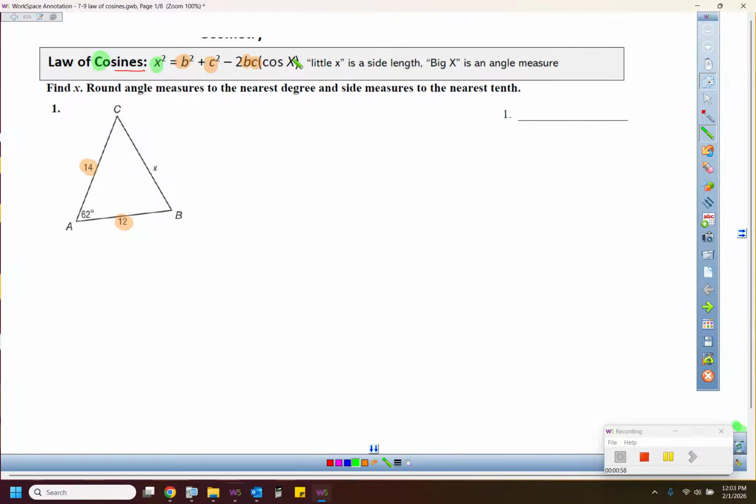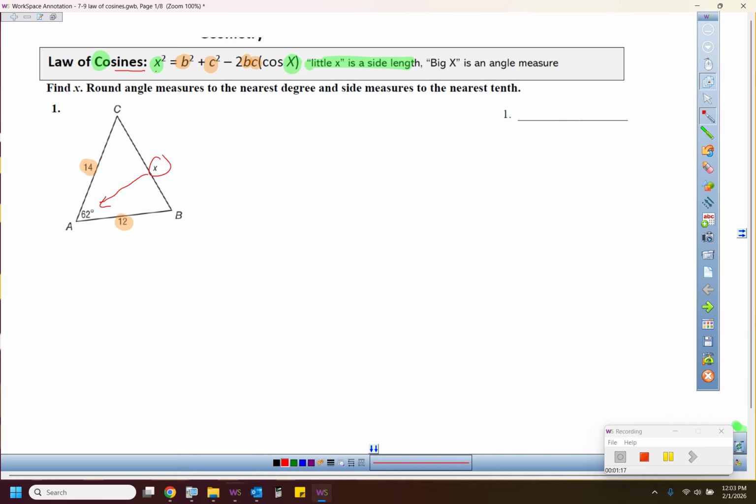So these are like possibly what we're looking for. We can't be looking for both at the same time. So if it's a little x, remember how little x's are like side lengths, and if it's a big X, that would be like an angle measure. The reason why I have those is because little x and big X are always across from each other, just like little b is across from capital B, kind of thing.